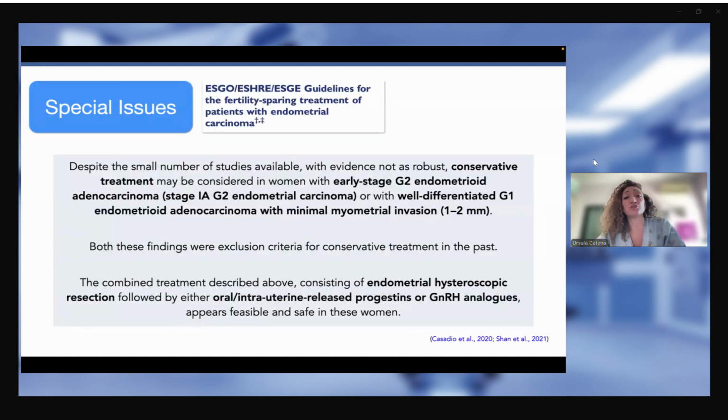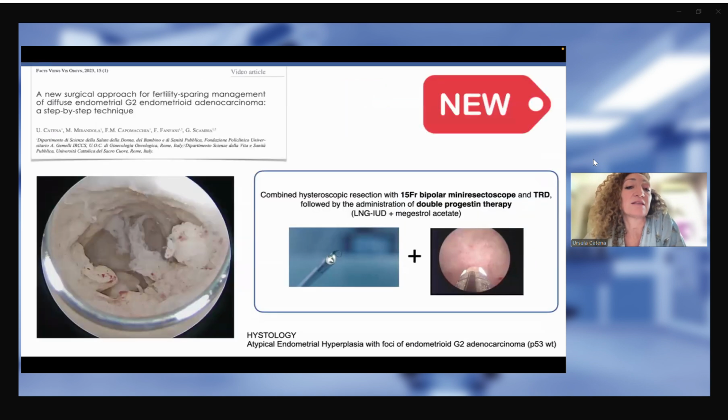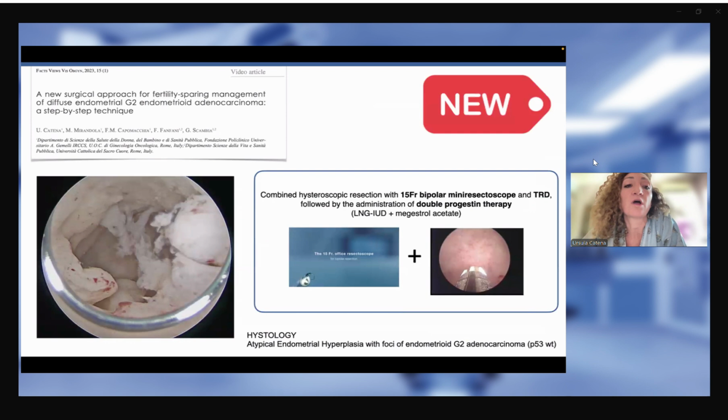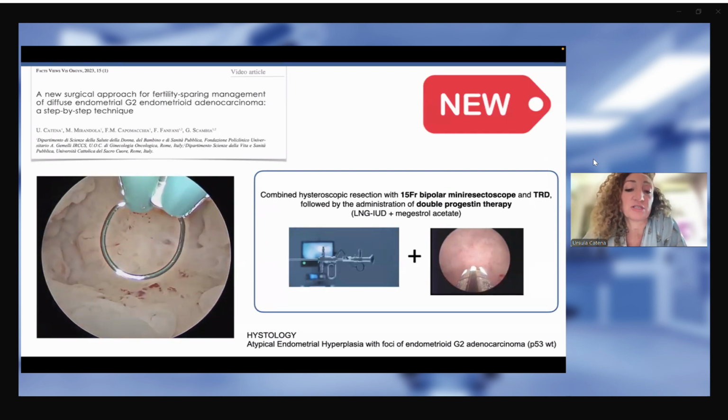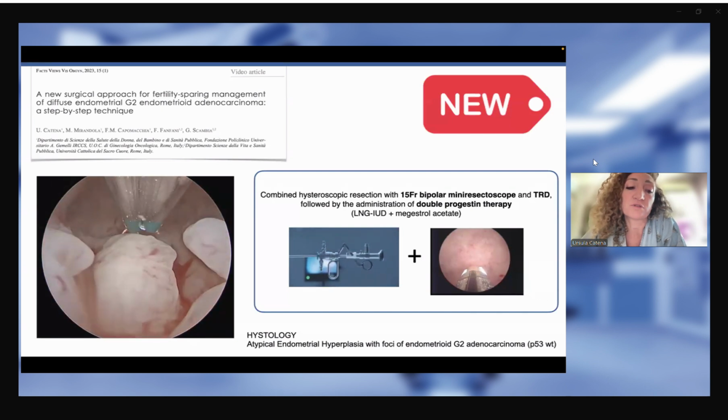And what about G2 endometrial cancer? It is described inside the guidelines that we can start to treat, in selected centers, patients with early stage G2 endometrioid adenocarcinoma or with G1 endometrioid adenocarcinoma with minimal myometrial invasion, 1-2 millimeters. And it is totally my pleasure to show the technique that I described for these patients treated for diffuse endometrial cancer.